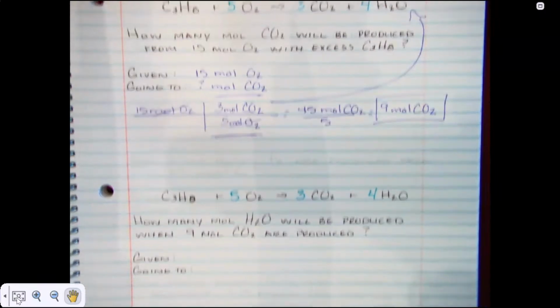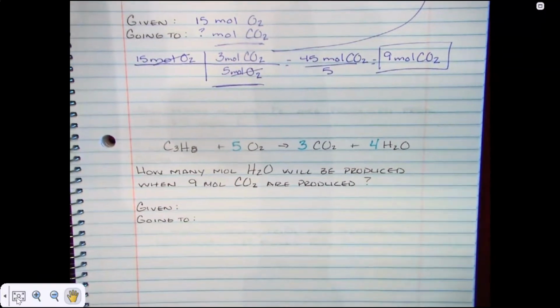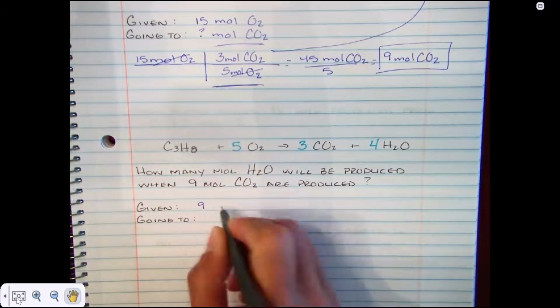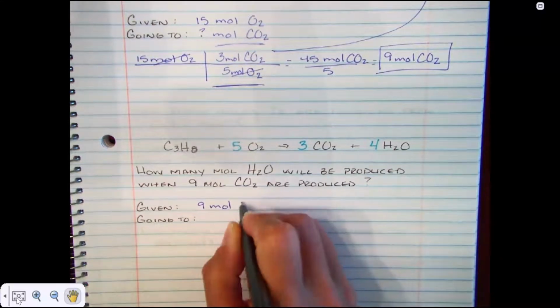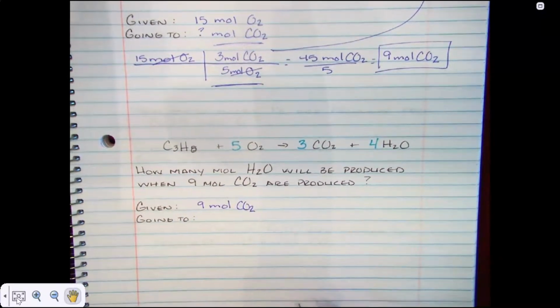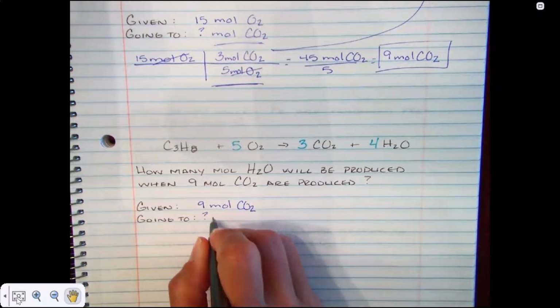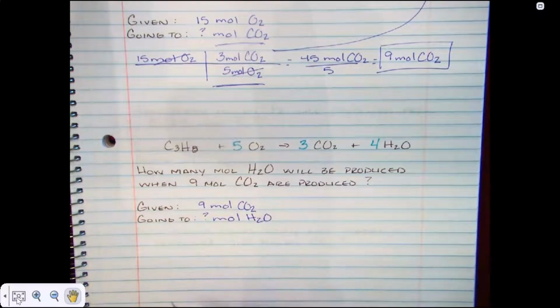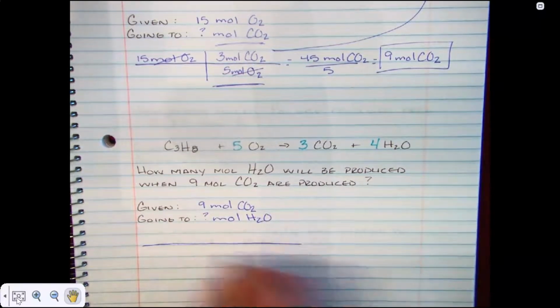We're going to use the same equation, but we have different substances. So in this problem, it says how many moles of water will be produced when 9 moles of CO2 are produced. Our given, again, is what follows the number. So 9 mole CO2. And what are we trying to find? Question mark, moles of H2O. So again, we set our problem up.